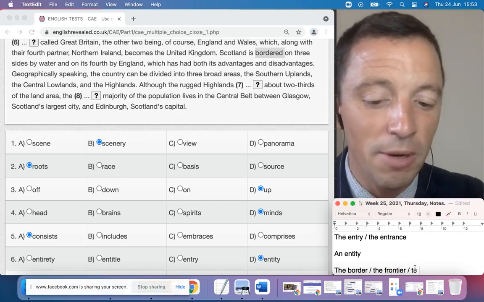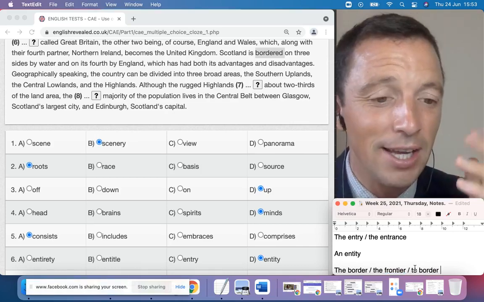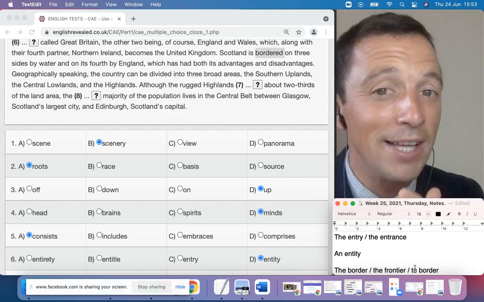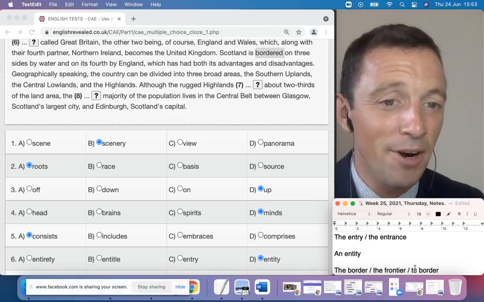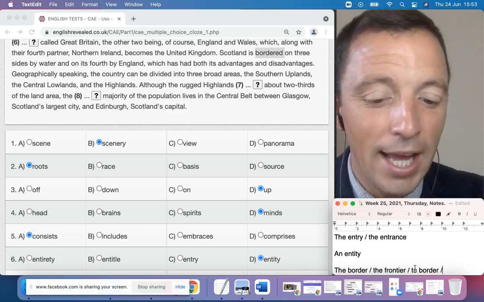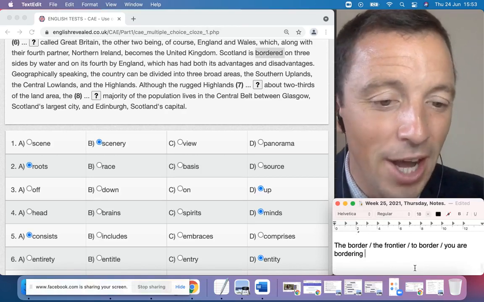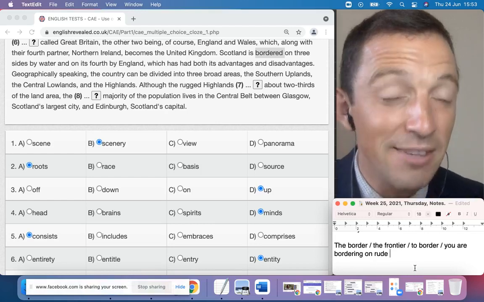It is also a verb to border. For example, Ireland has no border, or maybe Northern Ireland, or maybe England borders Wales. So it is possible a verb to border. Okay, and we use it in situations for people as well. You are bordering on rude. That's a very famous structure.